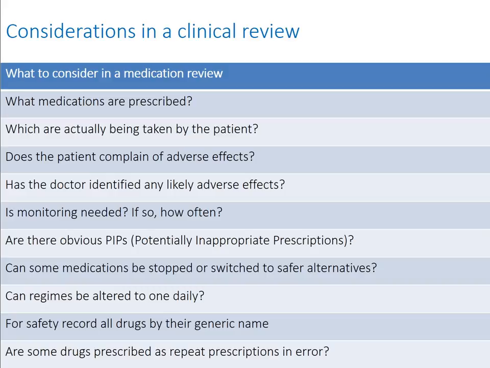To be safe and clear, so that all doctors involved with that patient know exactly what they're taking, you should record all drugs by their generic names. Also be aware that some drugs may be prescribed as repeat prescriptions in error. So, for example, in the initiation of treatment for hypertension, if you start a patient on, let's say, an ACE inhibitor such as ramipril, you would not put that on repeat for approximately 3 months, because by that time you will be sure that this patient has not had any adverse effects.